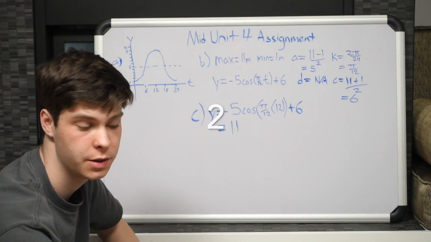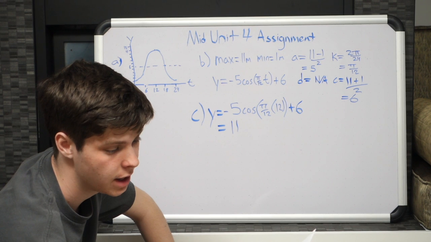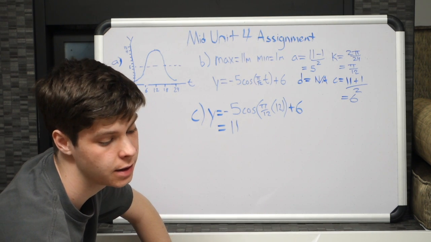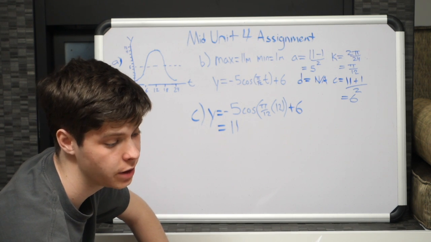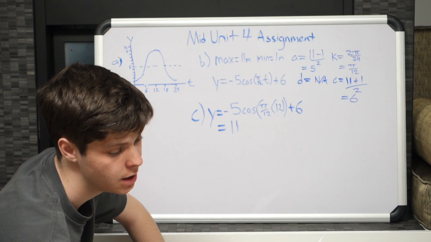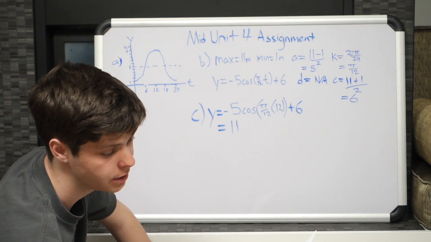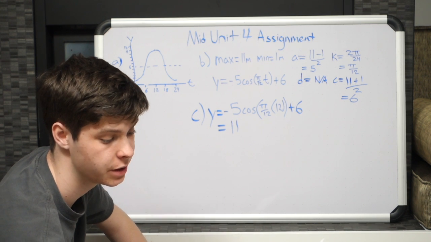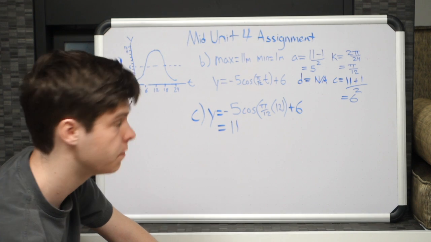Okay, question 2. Question 2 asks, a Ferris wheel has a diameter of 10 meters and takes 24 seconds to make one revolution. The lowest point on the wheel is 1 meter above ground. Sketch a graph to show how a rider's height above the ground varies with time as the Ferris wheel makes a rotation. Assume the person starts the ride at the lowest point on the wheel.